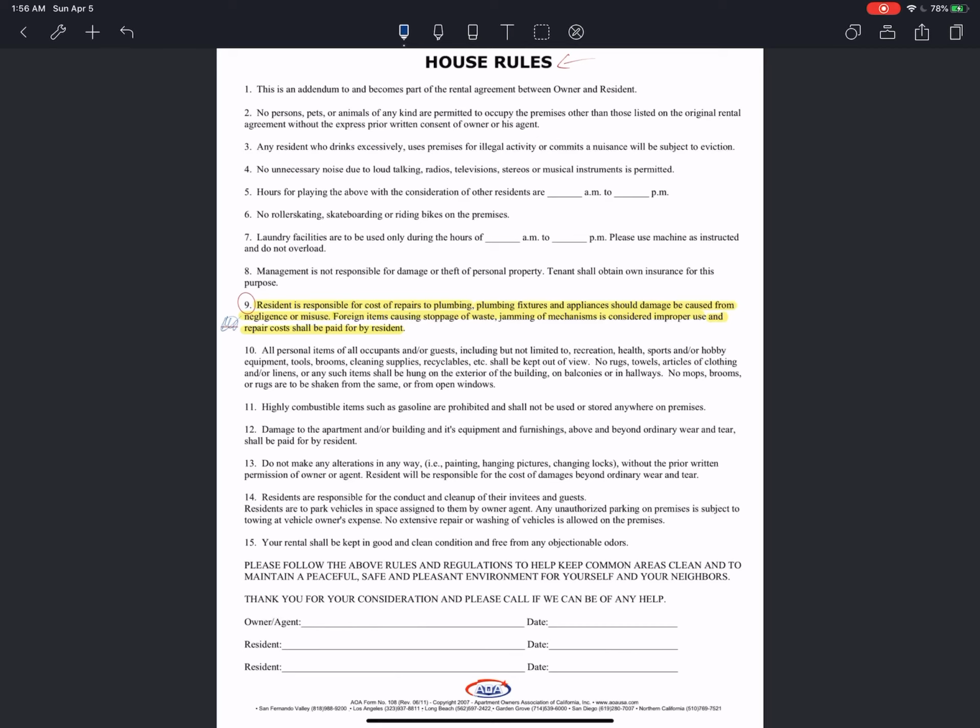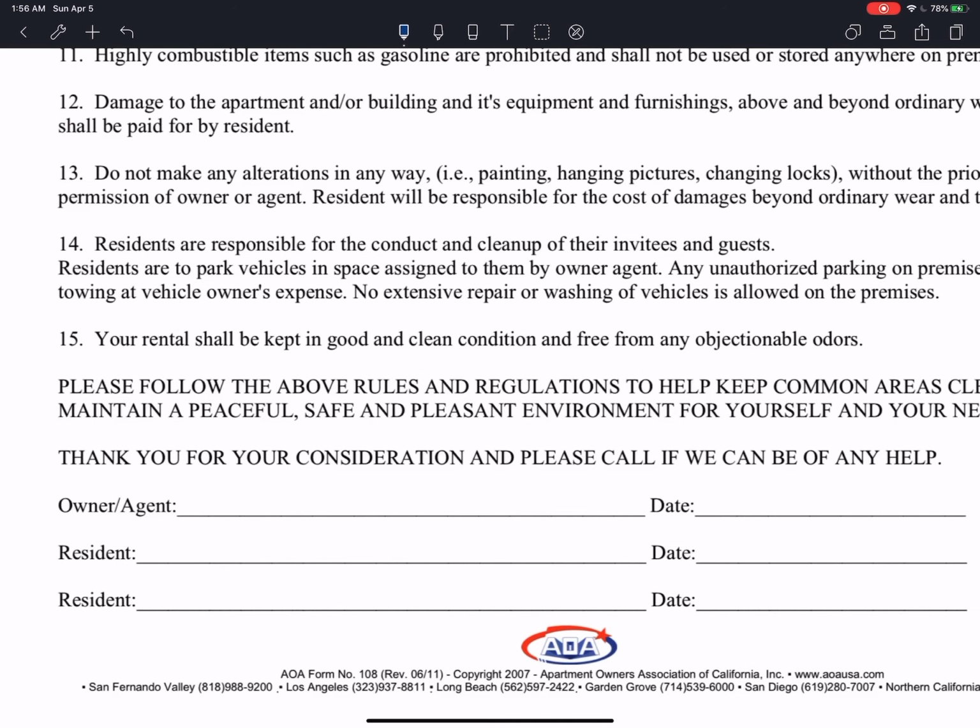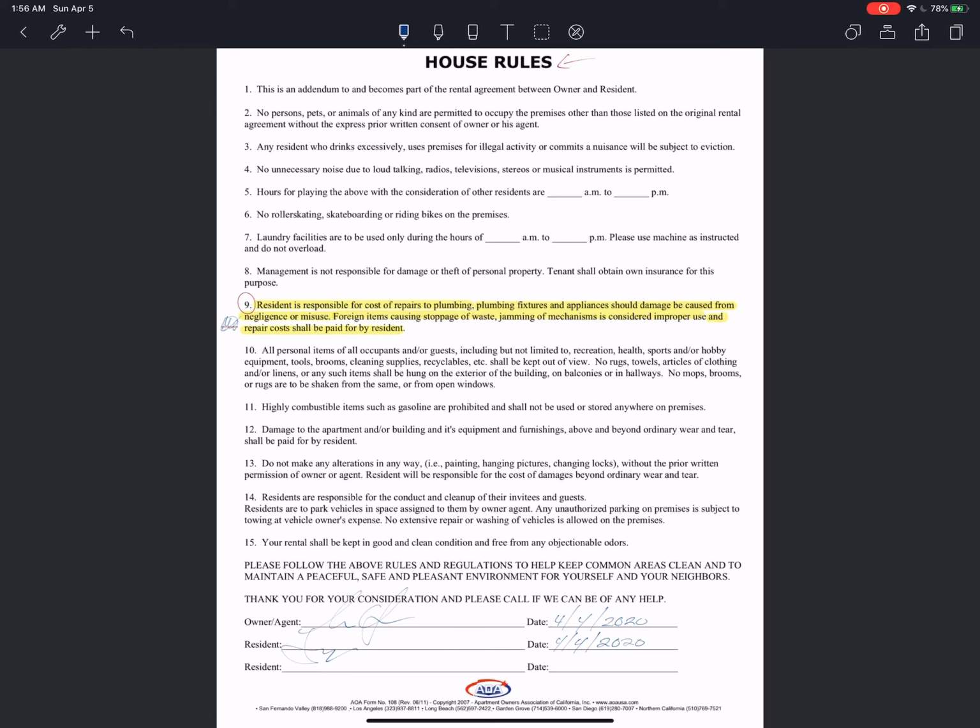I'll use my signature, and I'll just go ahead and create one for a tenant. I'll just make it up. But by the time we're done with the form, you'll end up with something like this.